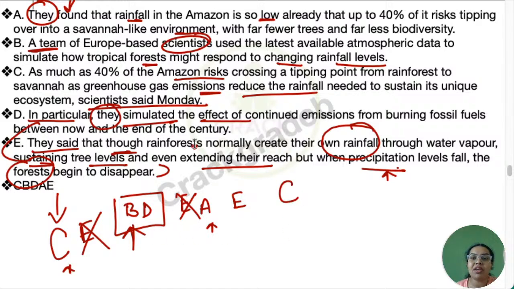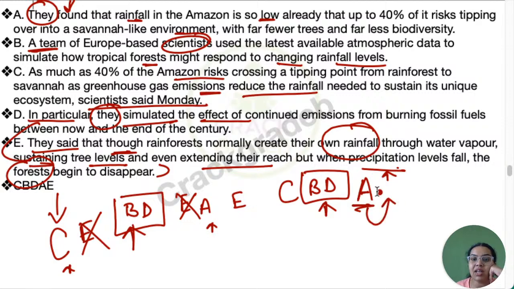In C, you are giving this opening statement of scientists. In B and D, you are explaining what they are trying to do, what they are trying to simulate. In A, you are talking about whatever they found, and based on the finding, now they are giving us a result, a conclusion, that is in E. So that is your arrangement.